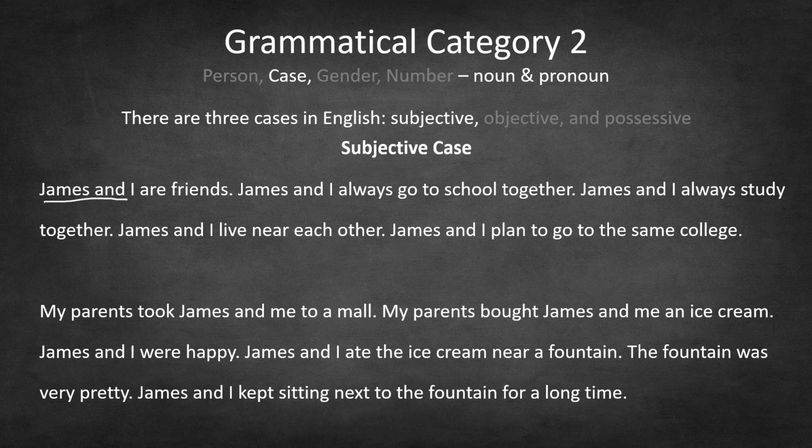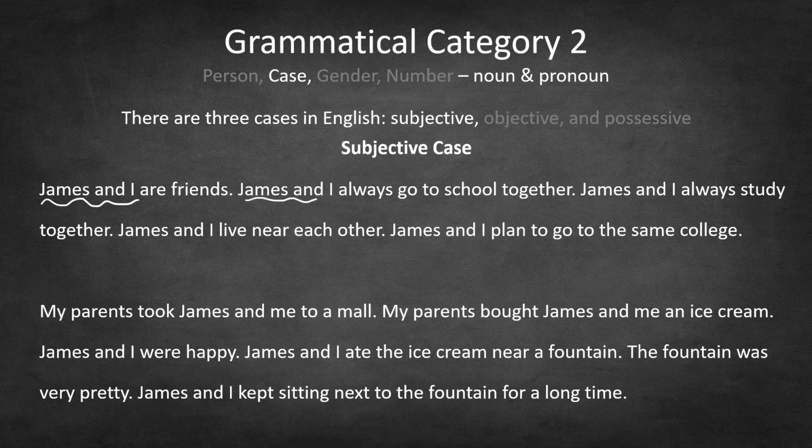James and I are friends. This is a good starting sentence. James and I always go to school together. Now, you don't have to repeat James and I over and over again, correct? So you don't have to keep repeating James and I, James and I. So here you use James and I once.